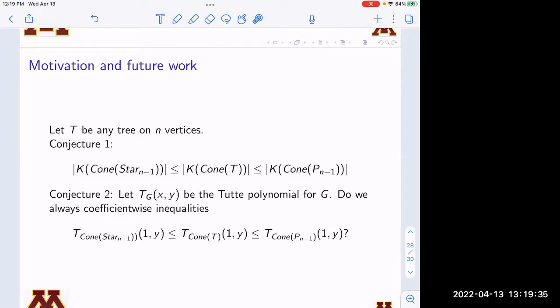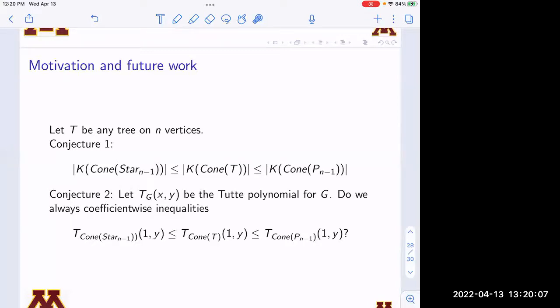The stuff that I'm looking at with my advisor is the following: conjecture 1 and conjecture 2. The question is, if we have an arbitrary tree and then we take the cone over that, and then we look at the star and the path, and we take the cones over those, is the Sandpile group of an arbitrary tree bounded by the Sandpile group of the other 2 graphs?